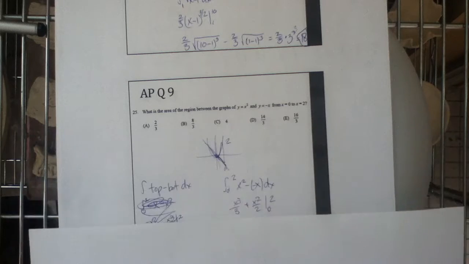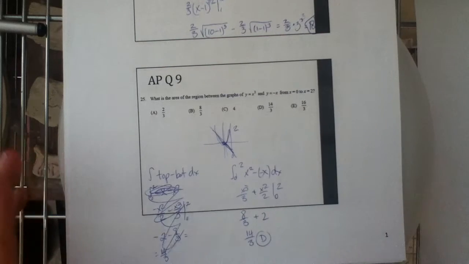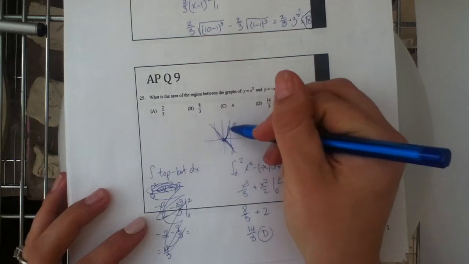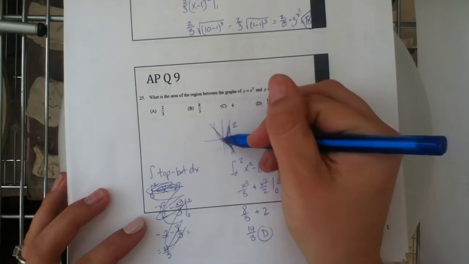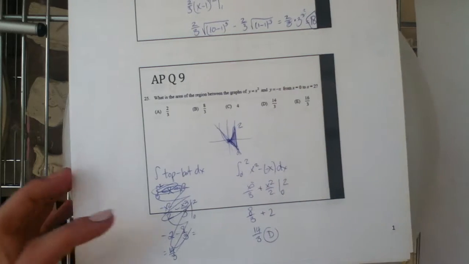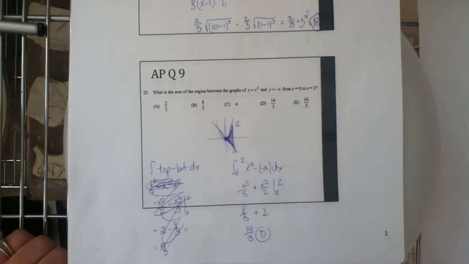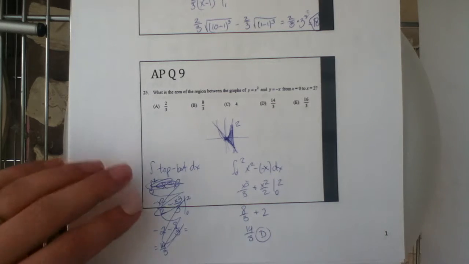All right, and we're back. So the answer is D, 14/3. So the parabola is on top. And then the line is on the bottom, you're going from 0 to 2, so you're finding this area here. And then that's how that looks. Again, you want to simplify that to be a plus x before integrating, etc.